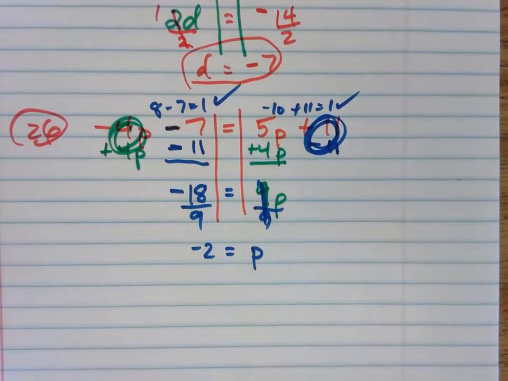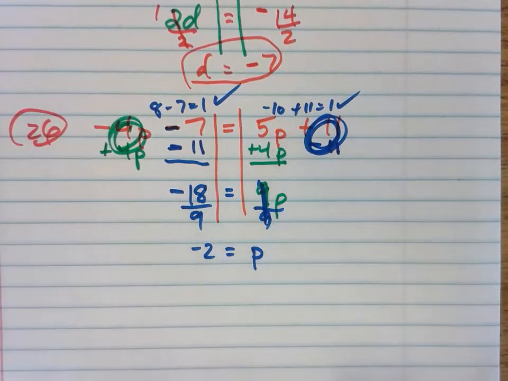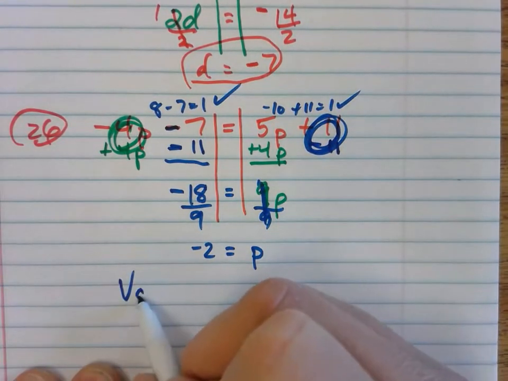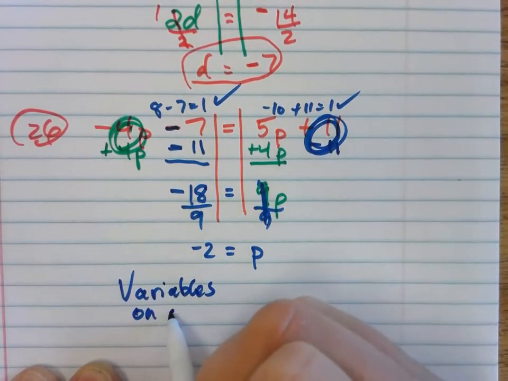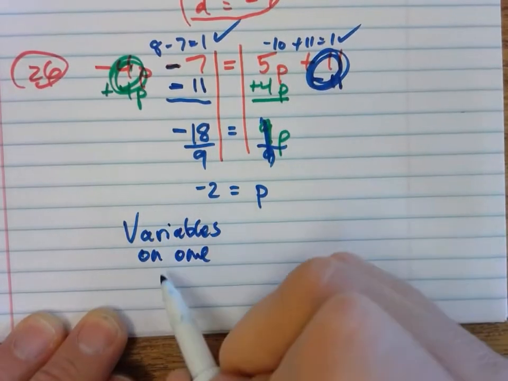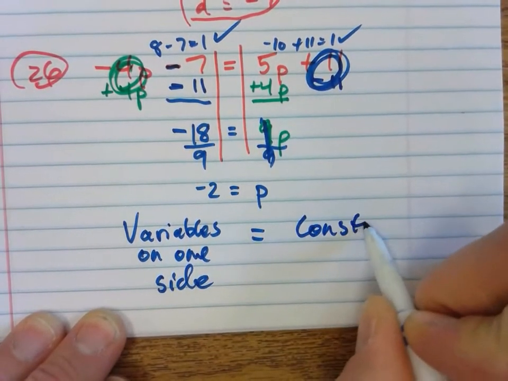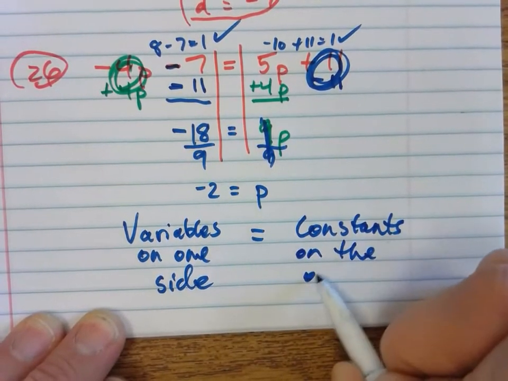Alright. Now, hopefully that is giving you a good idea of how to move those and get all the variable stuff on one side and all the constants on the other. You're just doing a little shifting around. So you want variables on one side to equal the constants on the other side.